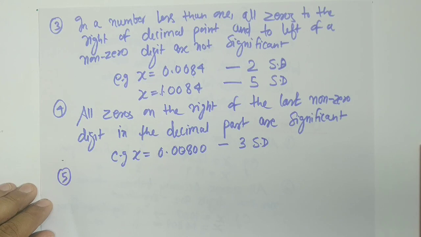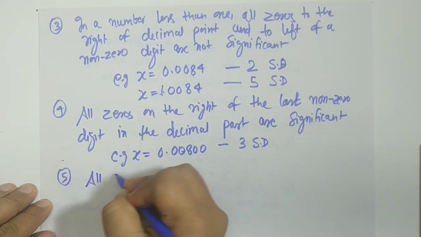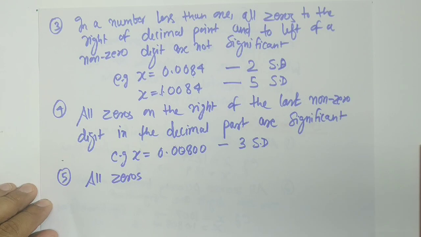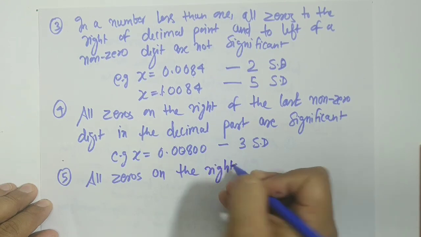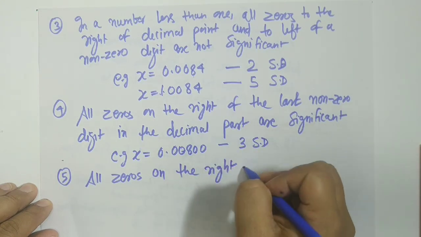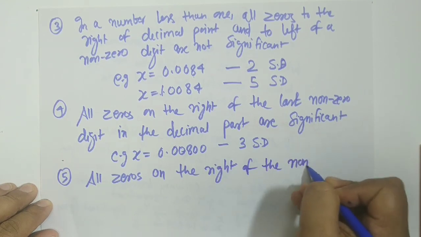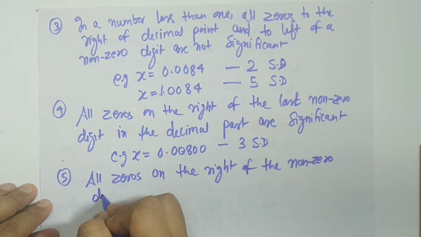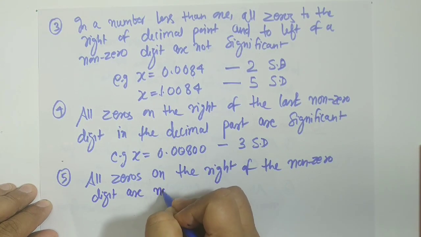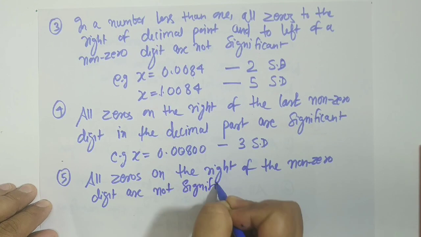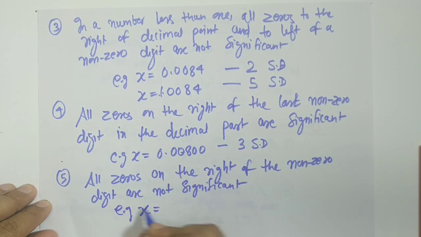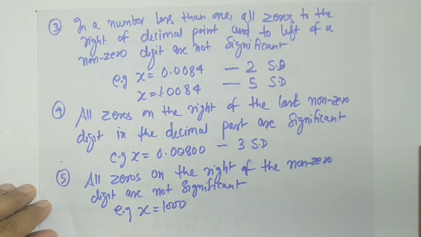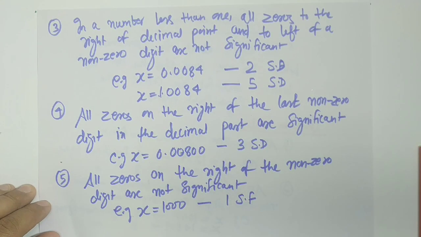Another rule I am going to explain. All zeros on the right of the non-zero digit are not significant. So rule number 5: say x is equal to 1000. Now it is 1000, so only one. It has one significant figure, or one significant digit.